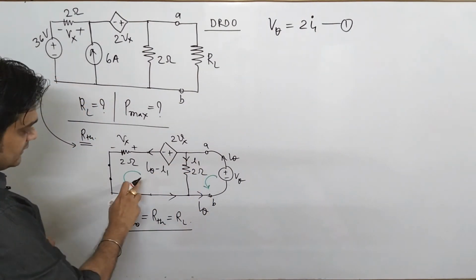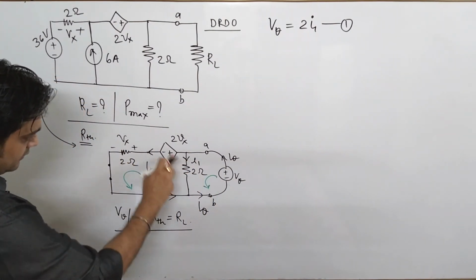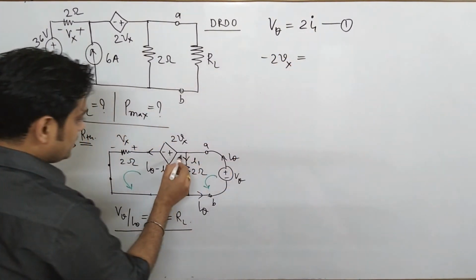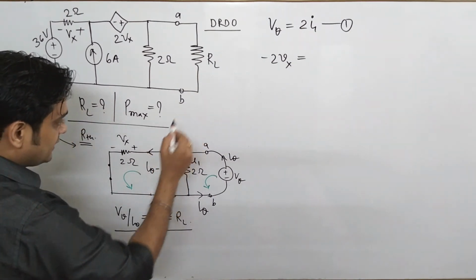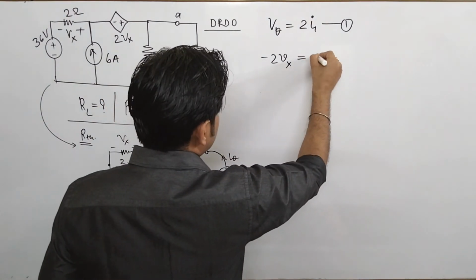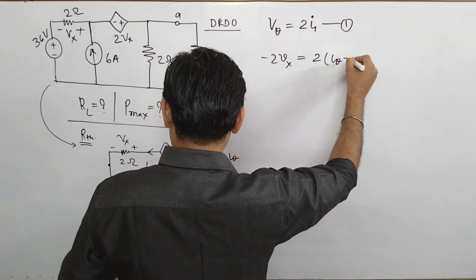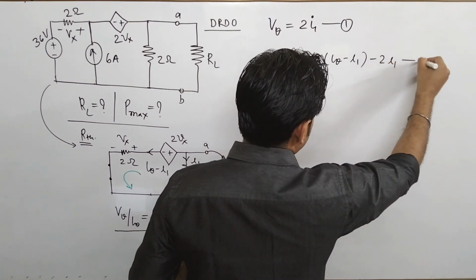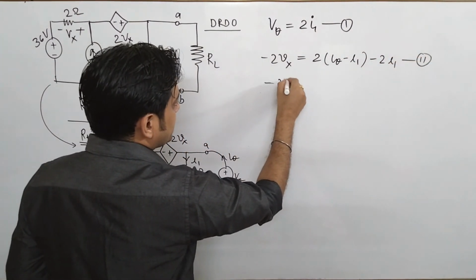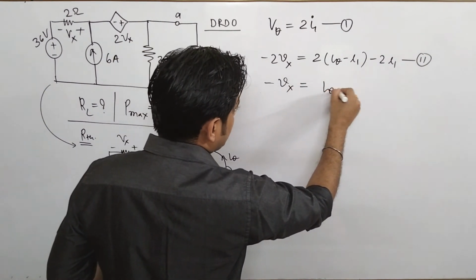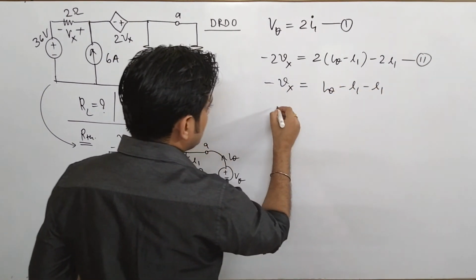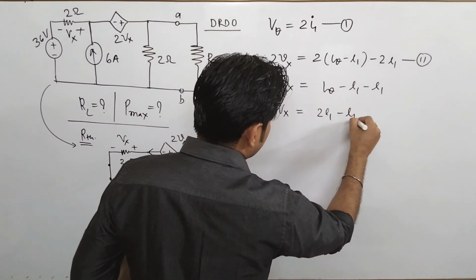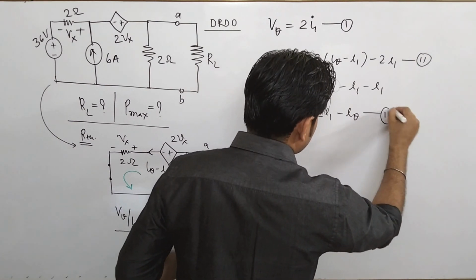Okay. Similarly, when you talk about this mesh, you just apply one loop. So how much it is? It comes to be minus of twice of Vx, because we are moving in this fashion. So it is plus 2 minus of 2 Vx, that is equal to what? It is 2 into I theta minus of I1 and minus of 2I1. This is our equation 2. Or you can say it is minus of Vx, that is equal to I theta minus of I1 minus of I1, or you can say it is Vx is equal to 2I1 minus of I theta. Yes, this is your equation 2.